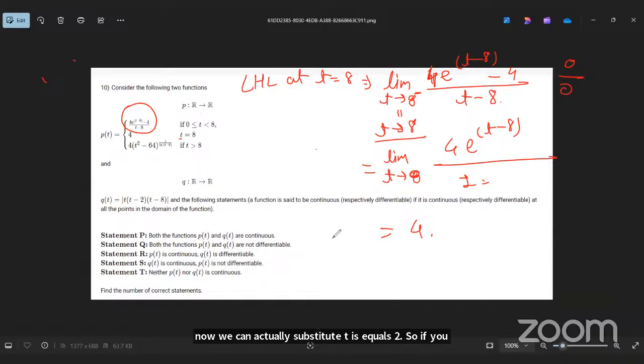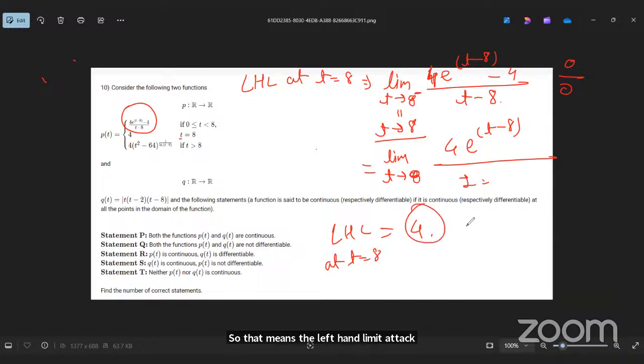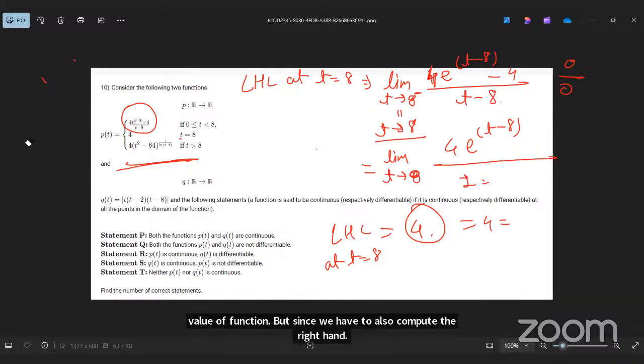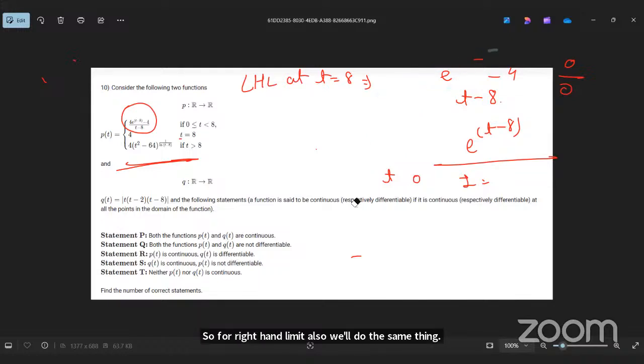If you substitute t equals 8, you will get 4. So that means the left hand limit at t equals 8 is the same as 4, which is the same as the value of the function. But since we also have to compute the right hand limit, for the right hand limit also we will do the same thing. The right hand limit, I think we need some adjustment. Let's see.